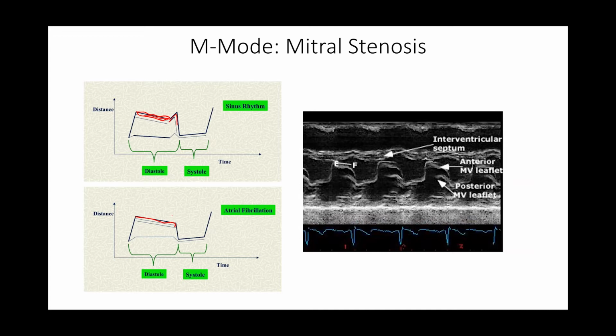And you can see on the right side of the image, this is the anterior mitral valve leaflet, this is the posterior leaflet, and this is the opening. You can see this opening has been reduced, and based on this image, it looks like a moderate stenosis. Just on the M-Mode, you can figure out whether the patient has significant stenosis or not.